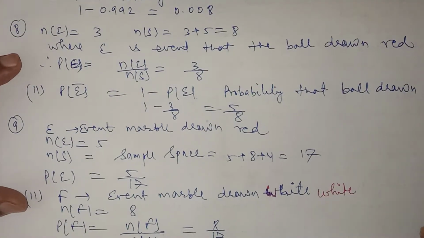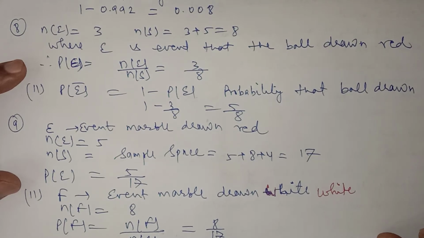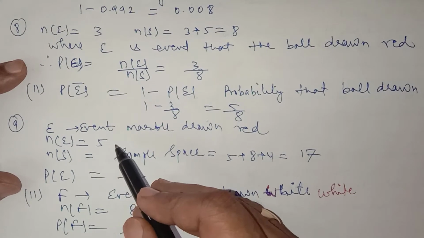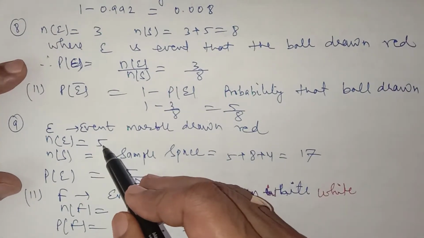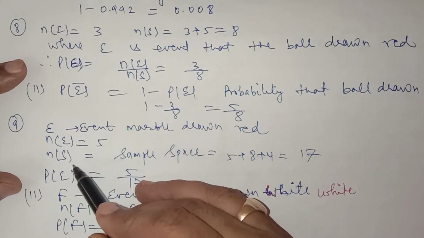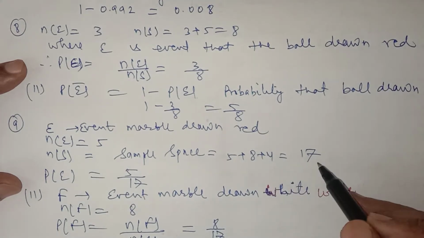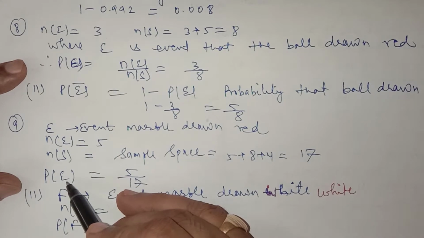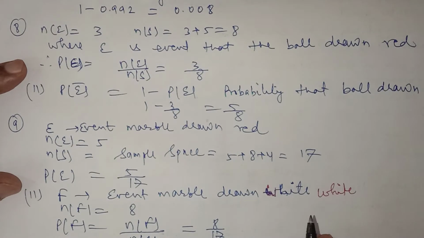Now in question number 9, read it in your book. You have to find the probability of getting, in the first part, a red color. So the event E here is a red marble, and the red marbles in the total marbles are 5, and the sample space is the total marbles in the bag, which is 5 plus 8 plus 4, that is total 17 marbles, and the probability that it will be red is 5 upon 17, that is NE upon NS.